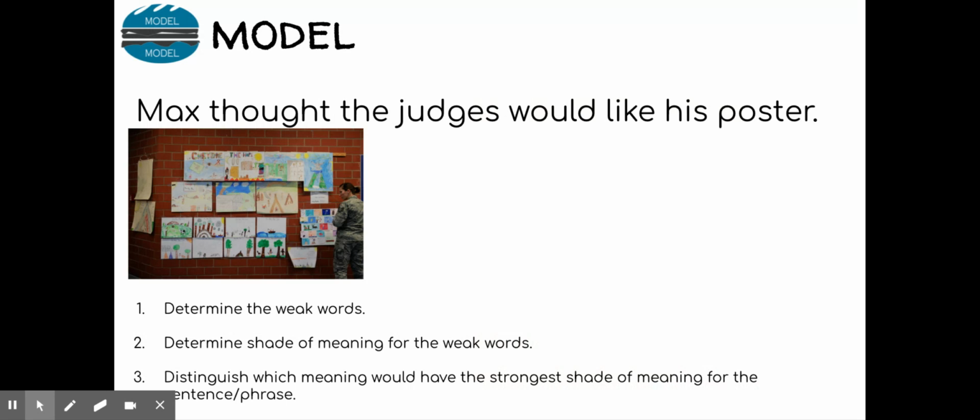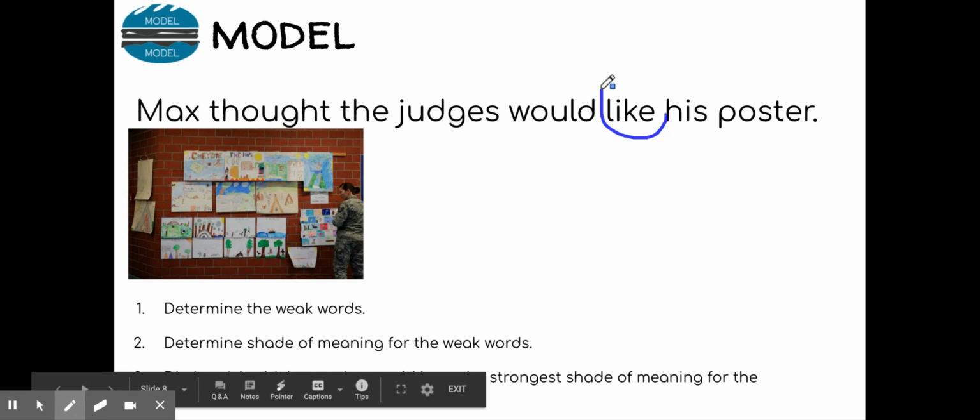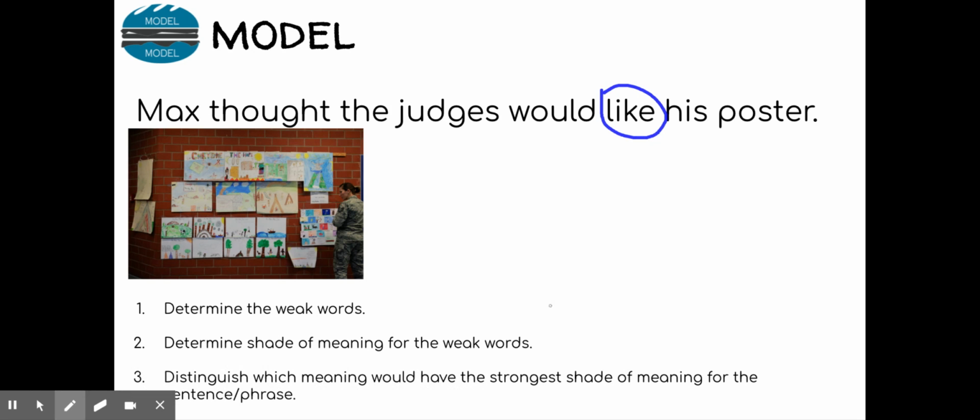So here's our first example. Max thought the judges would like his poster. So let's find a weak word. We'll figure out the meaning of the weak word and see if we can change it to a stronger word. To me, one of the weak words might be like. I can think, if I were writing this as a story, how the judges might feel about his poster. They might like his poster, but is there a stronger word that I could use? It might be something like Max thought the judges would enjoy his poster, or Max thought the judges would appreciate his poster. There's no wrong or right answer, but it's really about finding that word that's weak and changing it to something stronger that would work and still have the sentence make sense.